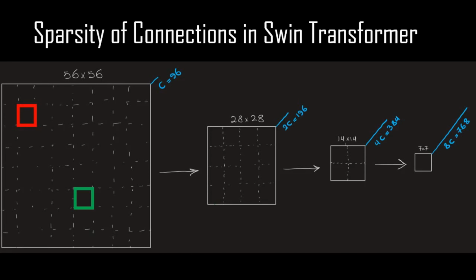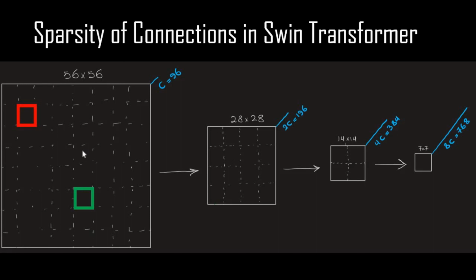Let's look at, for example, two different windows in the first stage. You can see I have one window here, I have one window here, but these windows are independent from each other. So tokens inside this red window are related to each other, but they're not related to tokens inside the green window. So you could say for the last stage, all of the tokens are related to each other. But for the earliest stage, that is not the case.